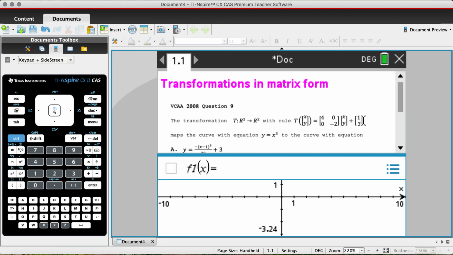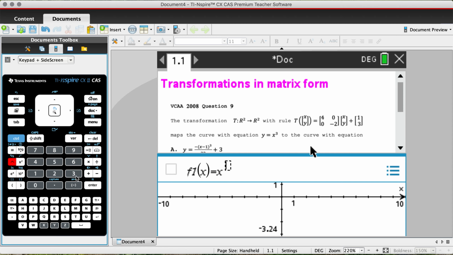Moving across to here with this 2 by 1 matrix, positive 1 means right by 1 unit, and positive 3 down here means up by 3 units as our vertical translation. So first, as you can see, our original function is given here in the question and is what I call the reference cubic. So let's type that in our f1.